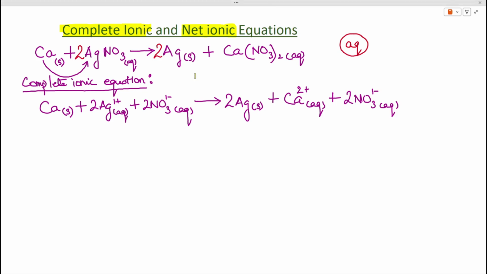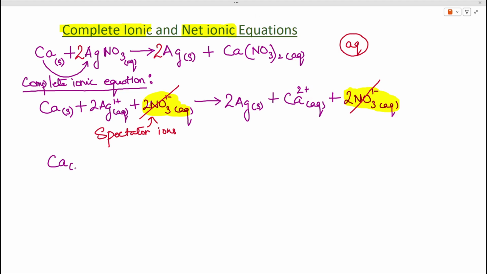Now we can see that the nitrate ions over here in the complete ionic equation are unchanged. They are exactly the same on the right and the left side of the equation. So the nitrate ions are called spectator ions. What we need to do now is cancel out our spectator ions on both sides, and then whatever we are left with, we are going to write it down.